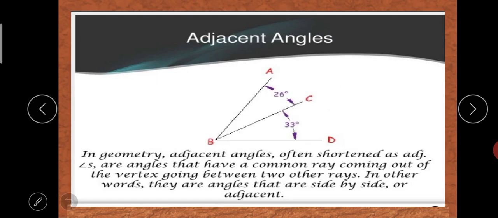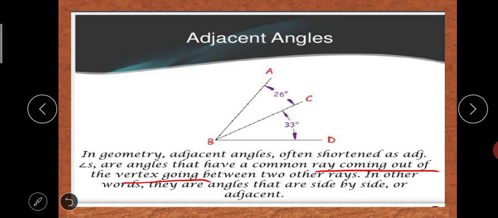Okay. Next, see adjacent angle. Now the word adjacent is only showing here. It has only one common arm. So see the definition. Adjacent angles, often shortened as adj, are angles that have a common ray coming out of the vertex going between two rays. In other words, they are angles that are side by side or adjacent.